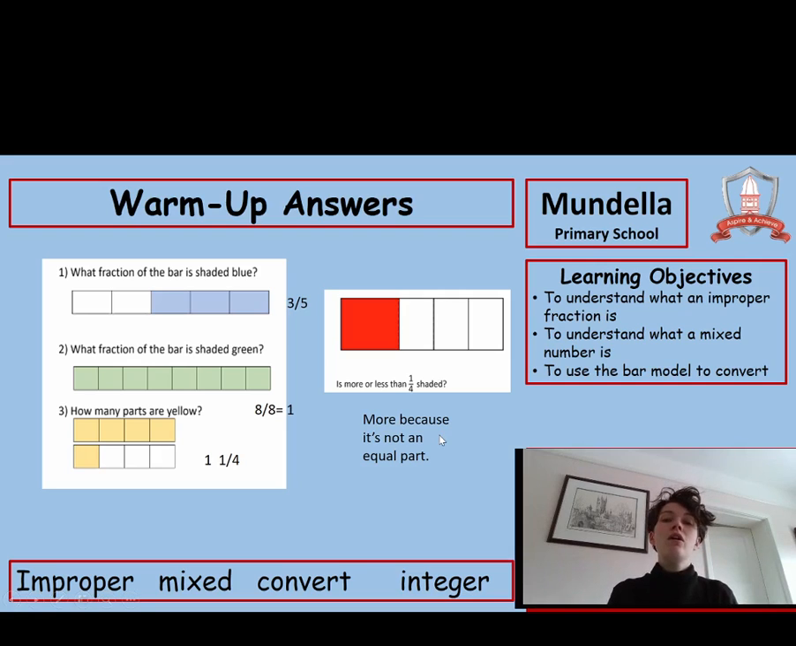And then question 4: is more or less than 1/4 shaded? Well, actually it's more, isn't it? Because as you can see, the bar has been split into 4 parts, but they are not of equal size. They are not the same size as each other. We can see that this red part is bigger than the others. So it's more than 1/4 that's been shaded. Well done if you got those correct.